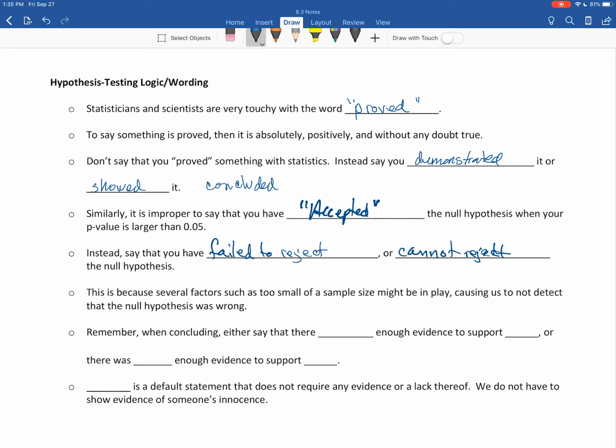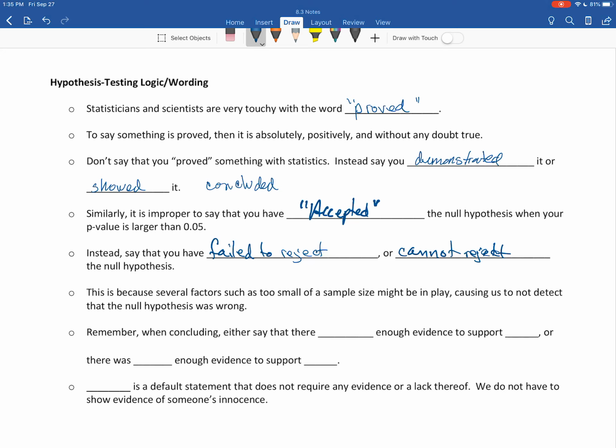Why we have to be careful about this is because there are so many factors, such as maybe too small of a sample size and all these different things that could be in play, and it could cause us not to detect that the null hypothesis is truly wrong. Just because we haven't found enough evidence to show it wrong doesn't mean it might not be. Again, it's just the burden of proof or the burden of showing it, and we have not done that yet. So be very careful with your wording when you're concluding.